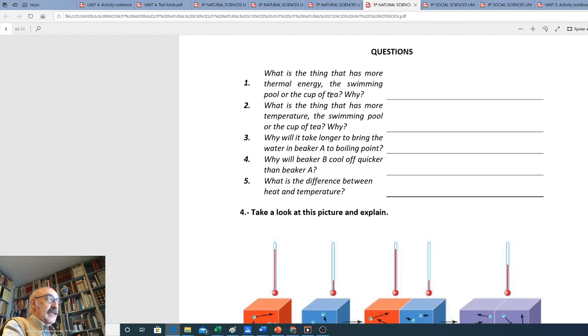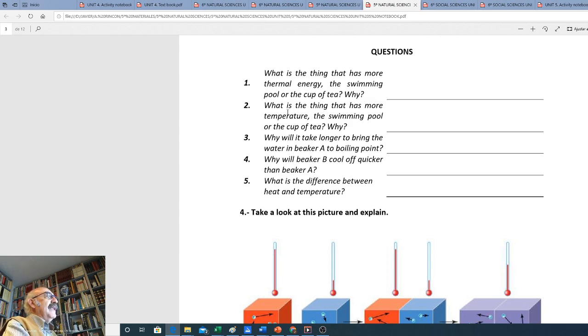And the answer is yes, more thermal energy in the swimming pool. Okay, and why is it? Because in a swimming pool there is a massive amount of water. Okay, more water there. Let's move to number 2.